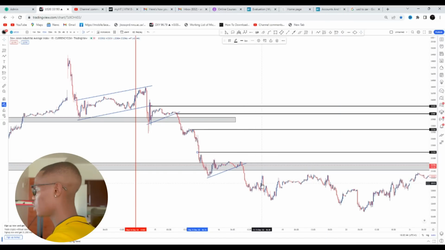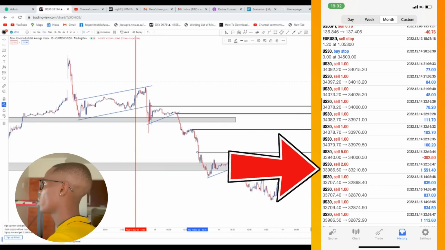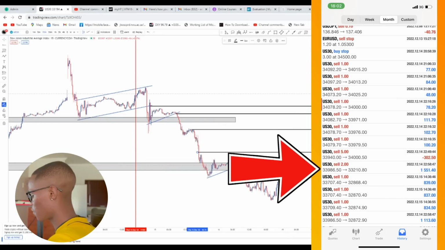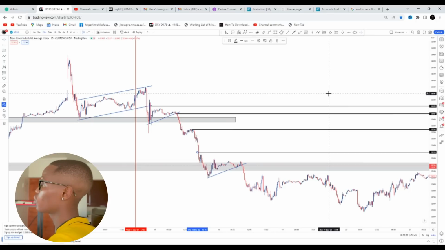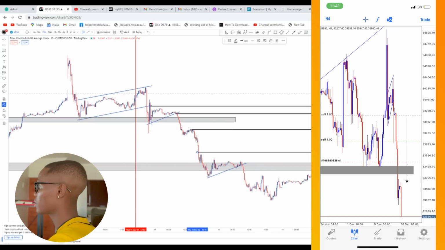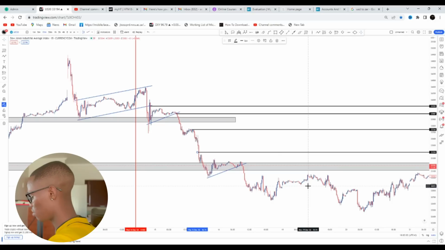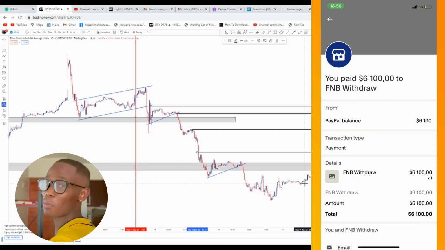As you can see on the screenshot right there, I'm showing you guys where I scaled out with 0.02 to protect some profit. And here's another screenshot that shows you how I held the trade for the longest time, and it just kept on going. But at a certain point, you gotta understand when it's time to go out of the market. And as you can see, I had my $6,000 withdrawn straight to my PayPal.